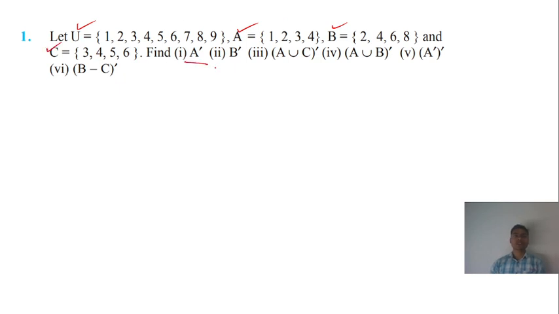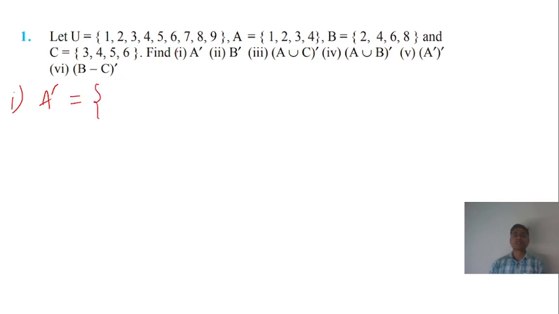And we have to find A complement, B complement, A union B whole complement, A union C whole complement, A union B whole complement, A complement whole complement, and B minus C whole complement. So this is all the things that we had to find out. Okay, so coming to first part, we have to find A complement.